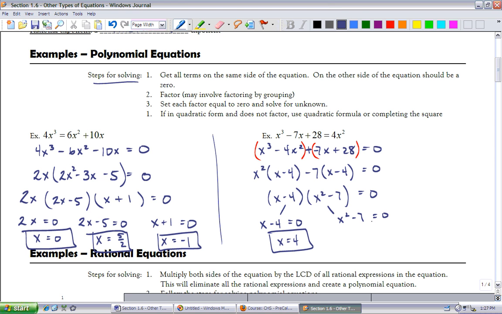And I add 7, so I would get x squared equals 7. And then I would need to take the square root of both sides. And remember, when we take the square root of a positive number, or any number, we have a positive and a negative root. So there are my solutions.